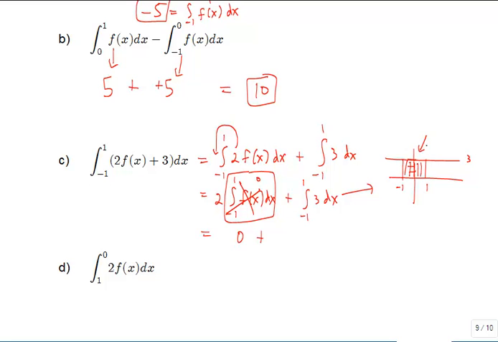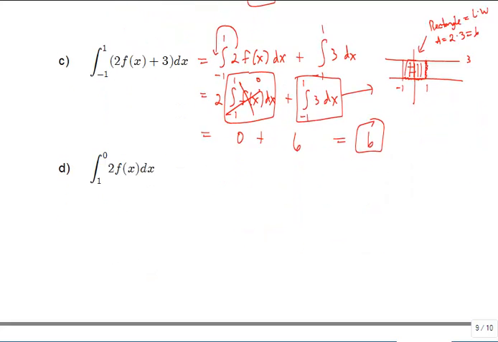That's just a rectangle. It's a rectangle that has an area of length times width, and its length going across here would be 2, and its width going up here would be that 3. So its area is just 6, which means this integral is just 6 because the integral represents the area. So this final answer is just 6.